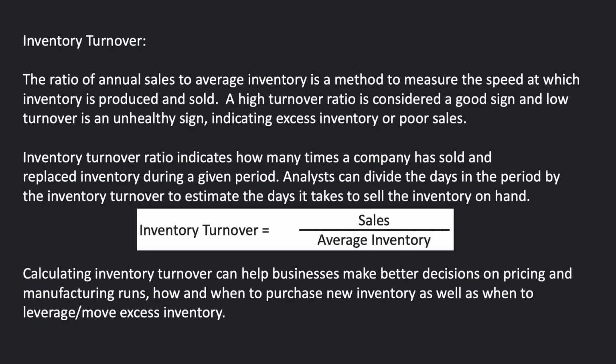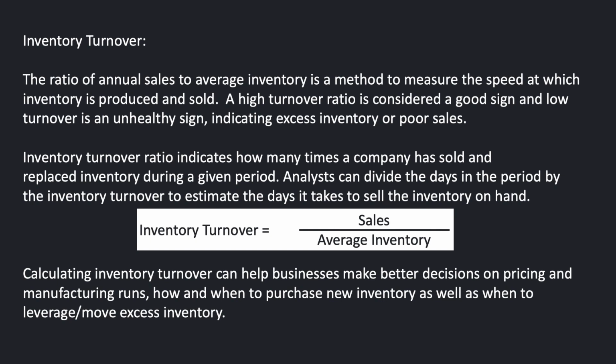Inventory turnover is the ratio of annual sales to average inventory and is a method to measure the speed at which inventory is produced and sold. A high turnover ratio is considered a good sign, and a low turnover is an unhealthy sign indicating excess inventory and/or poor sales.